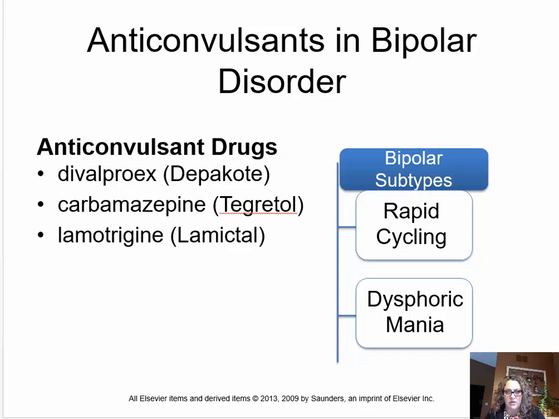Remember that Tegretol has a black box warning for agranulocytosis and aplastic anemia. Lamictal can cause a life-threatening rash, which is Stevens-Johnson syndrome, and I showed you a picture of that earlier in the semester.